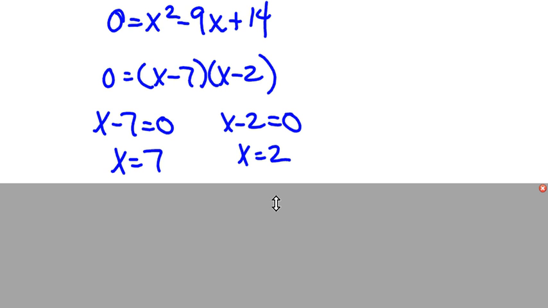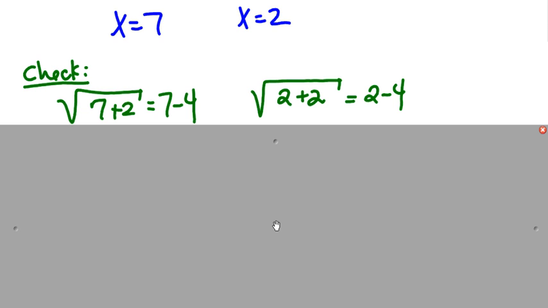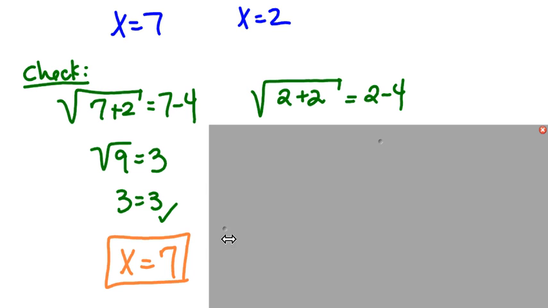Now we have to check to see, do they both work, does one work, or do neither of them work for the equation? So we can set up both checks. We're substituting our value for x to each place in the equation where it appears. So here on the left, we have the square root of 9 equaling 3. The square root of 9 we know is 3. 3 does equal 3, therefore that's a valid solution, x equals 7.